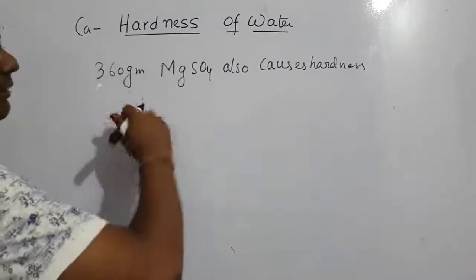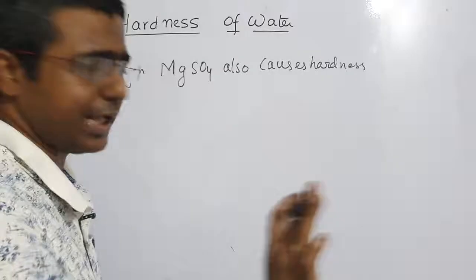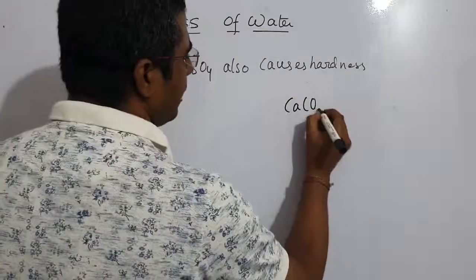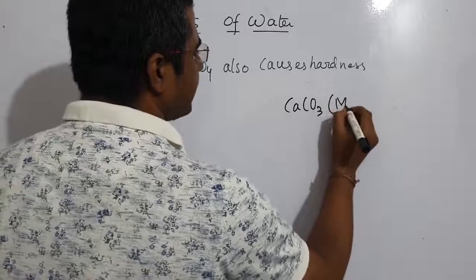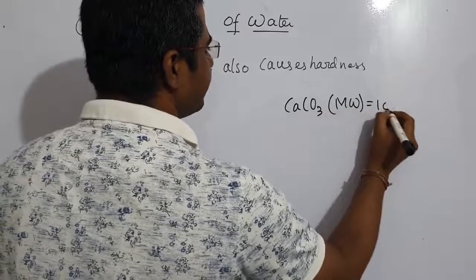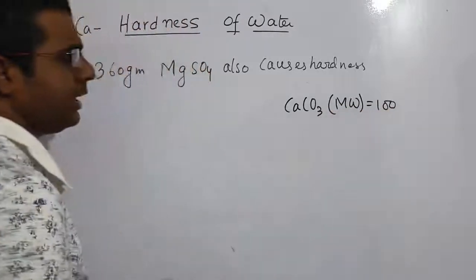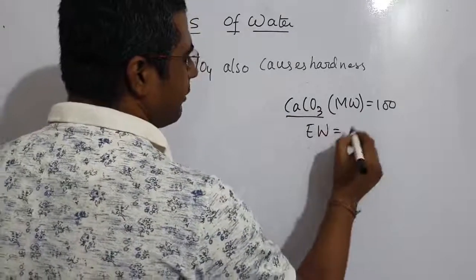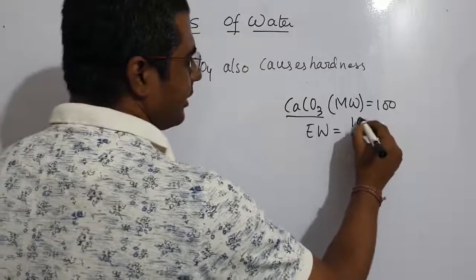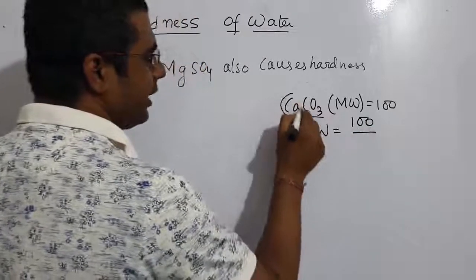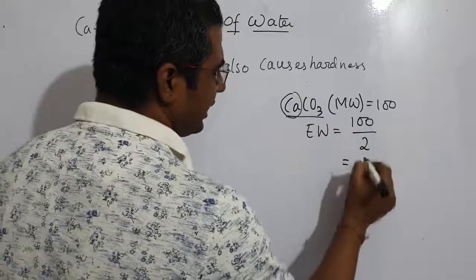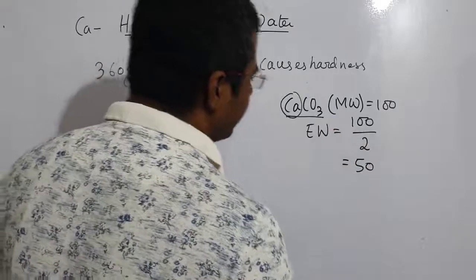So you need to convert this in terms of calcium carbonate. We know the molecular weight of calcium carbonate is how much? 100. And if I want to find out the equivalent weight of calcium carbonate, then how much will it be? 100 divided by the valency of the cation in this compound. So that is 2. So basically it is 50, right?